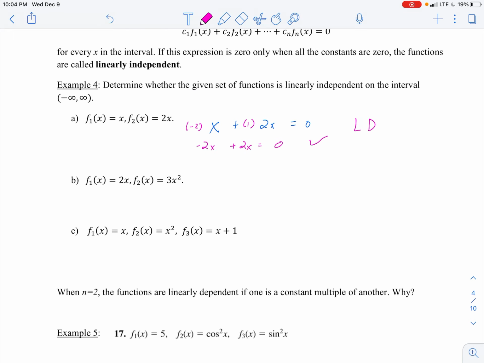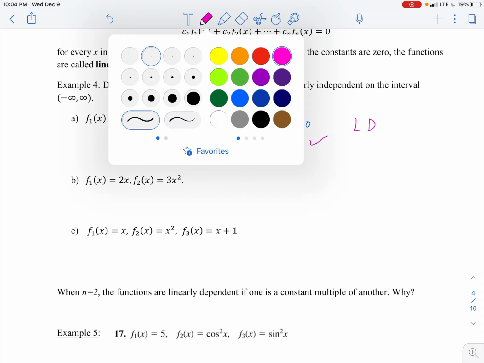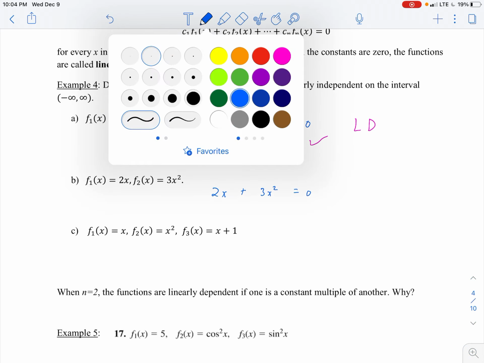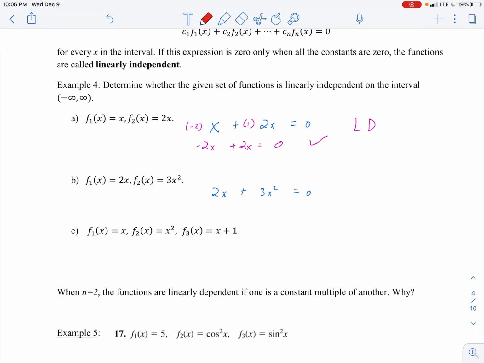B, f sub 1 of x equals 2x, f sub 2 of x equals 3x squared. So let's go ahead and write this out. We have two functions, 2x and 3x squared, and we're only allowed to multiply by a constant. I can try everything I possibly could to figure out what I can multiply by 2x that when I add it to 3x squared, it's going to give me 0. That's not 0.